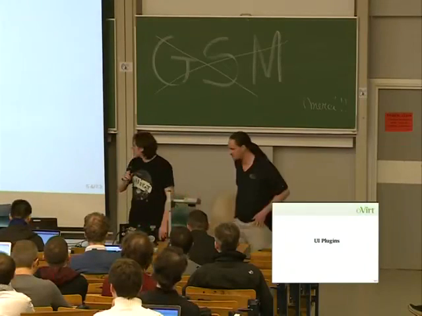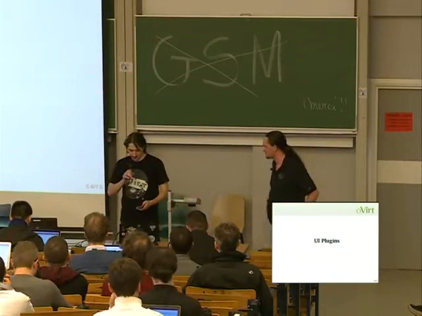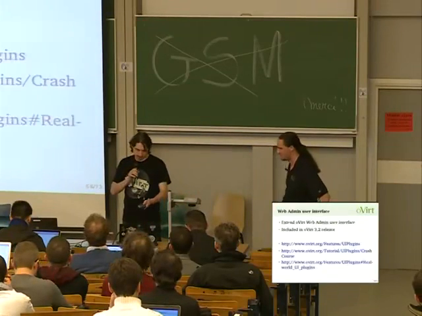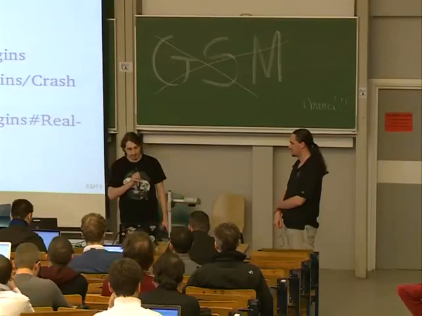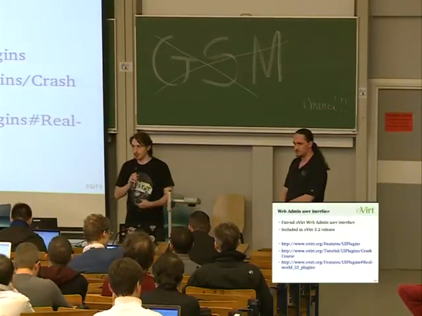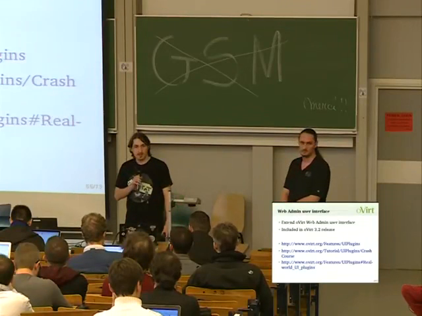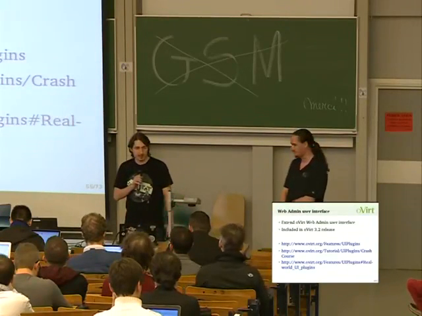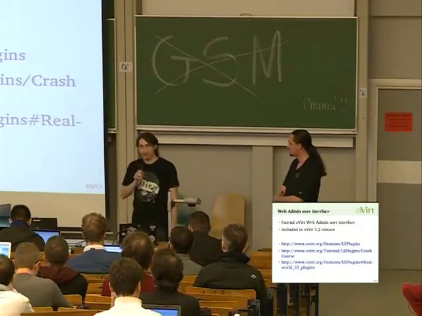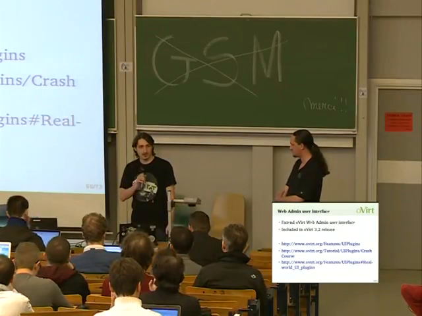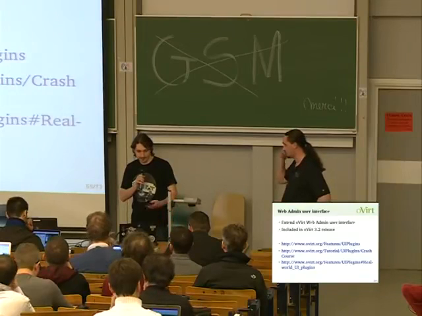Thanks a lot, Mike. I will now talk about UI plugins. UI plugins is an infrastructure to extend the oVirt web admin interface. It was introduced in oVirt release 3.2. I will give you a short overview of the UI plugins. If you need further or more detailed information, please check out the oVirt wiki and also have a look at the real world examples, so that you get a feeling for what you can do with UI plugins or which UI plugins already exist.